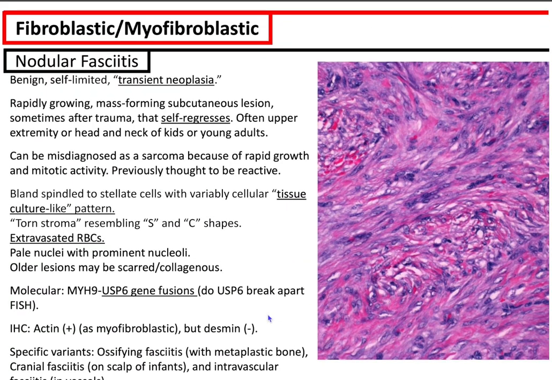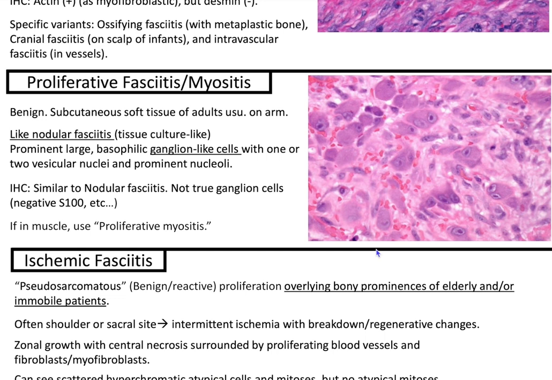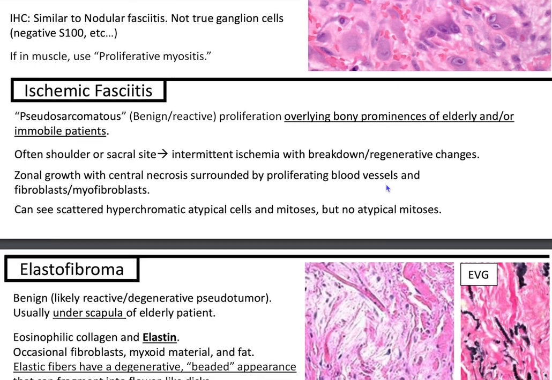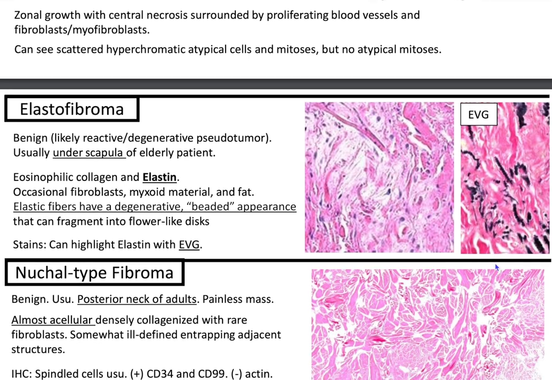Fibroblastic, myofibroblastic tumors. Nodular fasciitis, defined by USP6 gene fusion, tissue culture-like, rapidly growing. Proliferative fasciitis, like your nodular fasciitis, but you'll have these basophilic ganglion-like cells. Ischemic fasciitis, reactive proliferation on the bony prominences of elderly and or immobile patients. Elastofibroma, elastin stain or EVG stain will show degenerative beaded appearance under the scapula of elderly patients.